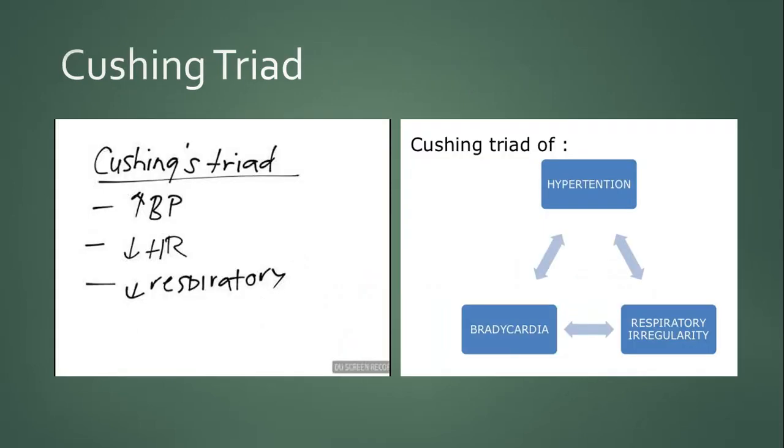Then the Cushing triad. Cushing triad is increased blood pressure, decreased heart rate, and decreased respiratory rate or altered respiratory rate. So increased blood pressure, that is hypertension, decreased heart rate, that is bradycardia, and respiratory irregularities. These are the three components of the Cushing triad.